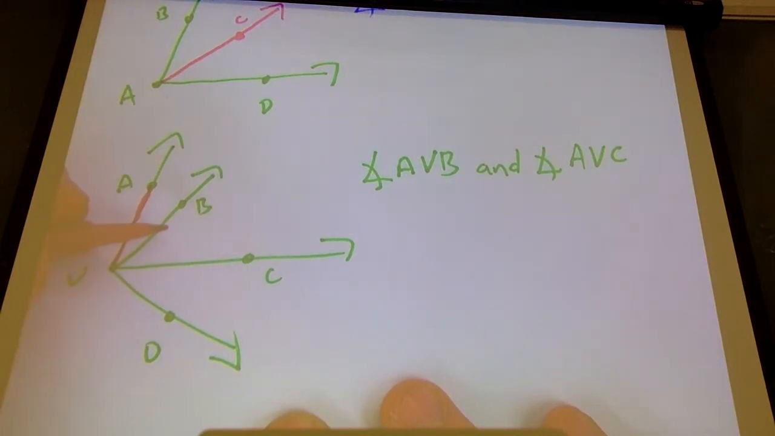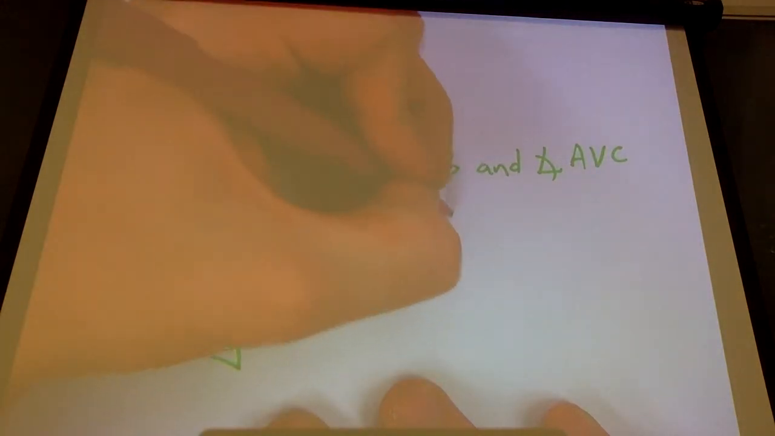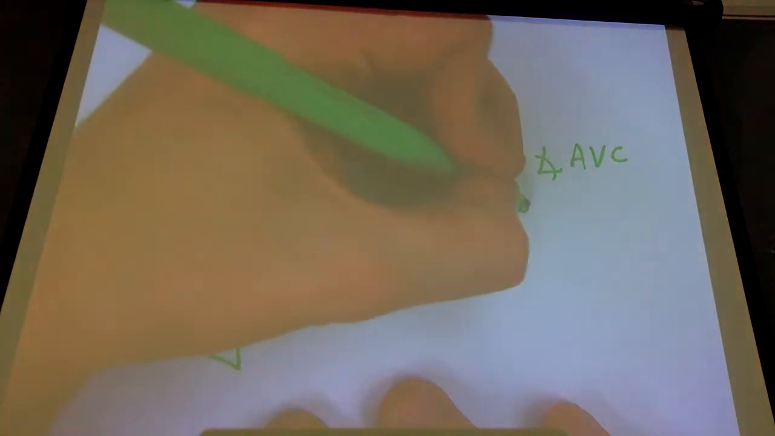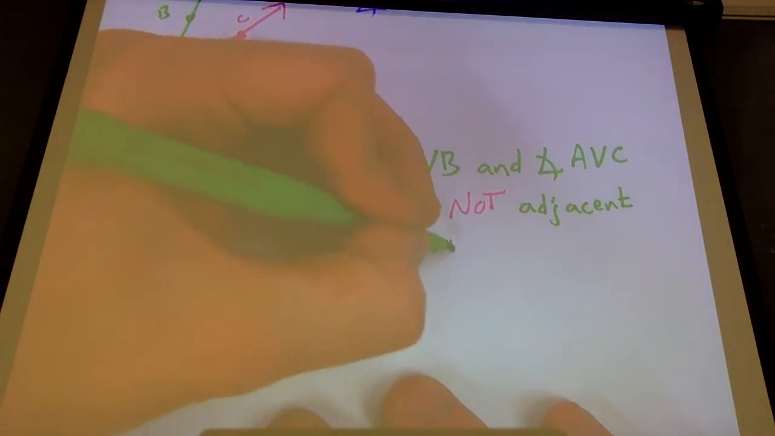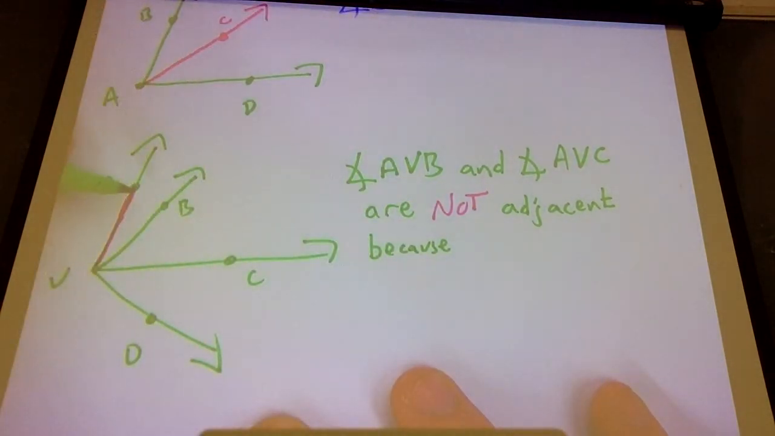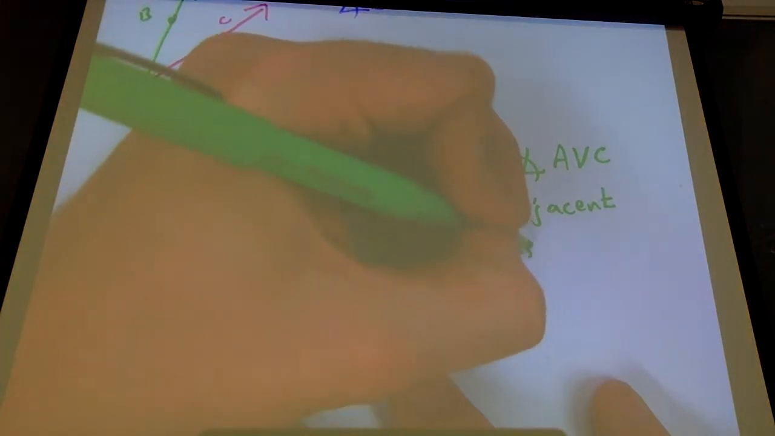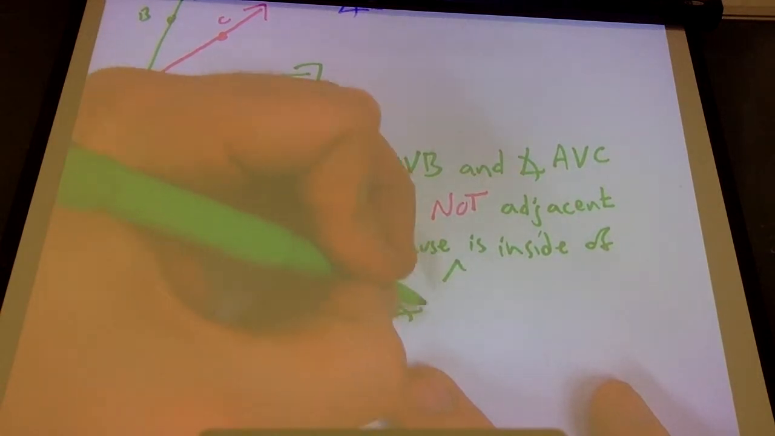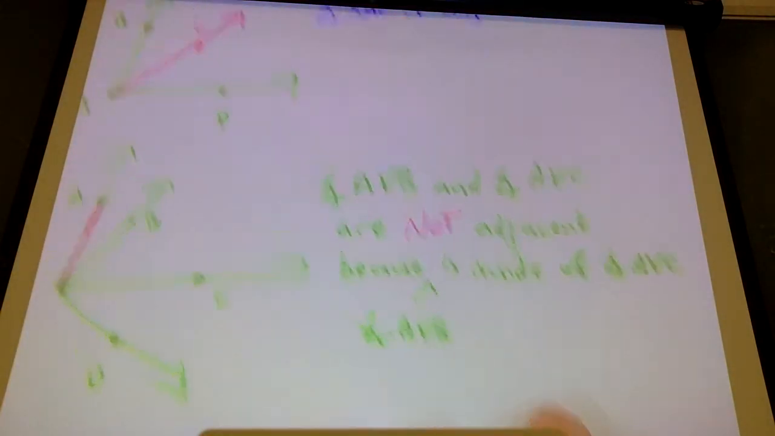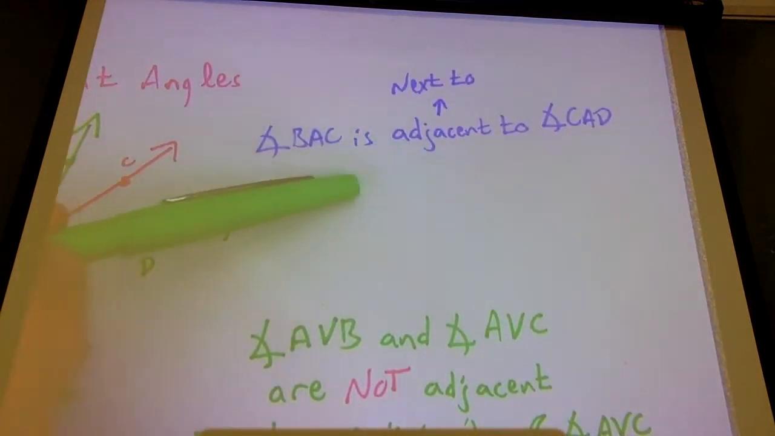If the insides of these angles overlap, then they are not adjacent angles. So angle AVC and AVB are not adjacent because they're not next to each other. Because angle AVB is inside of angle AVC. So adjacent just means the same thing as next to, and they need to share a side.